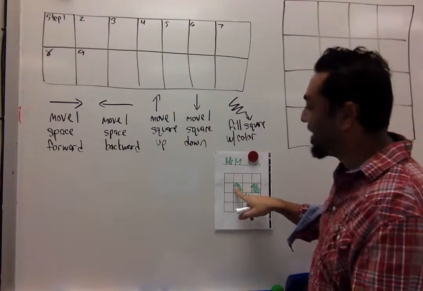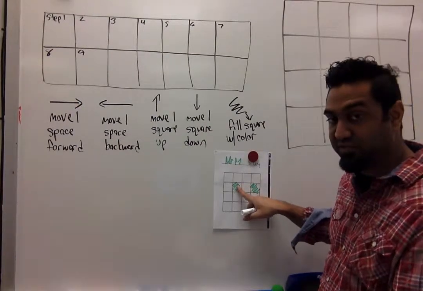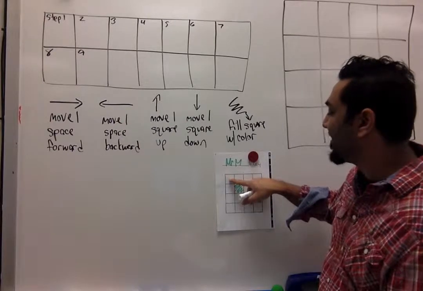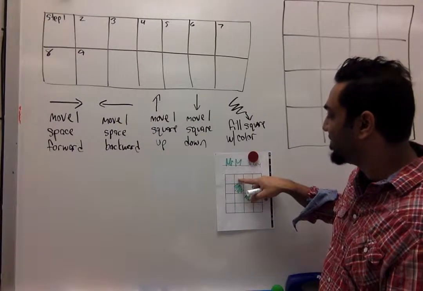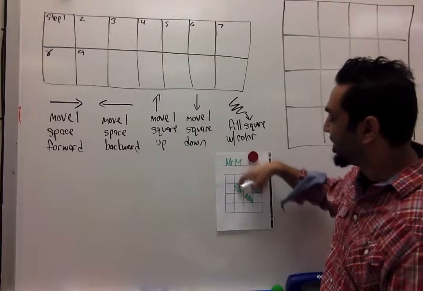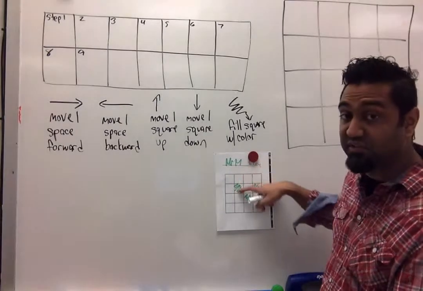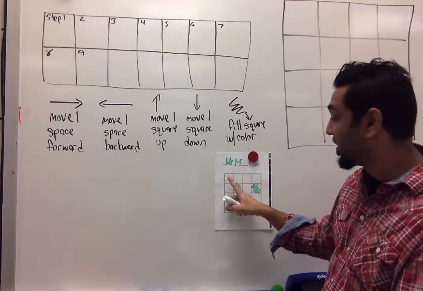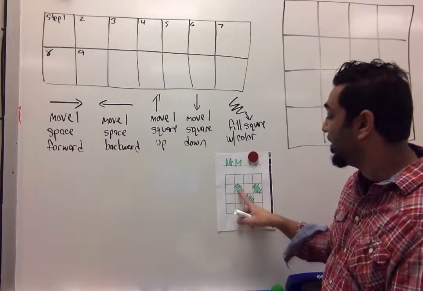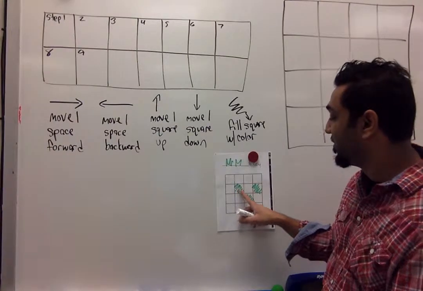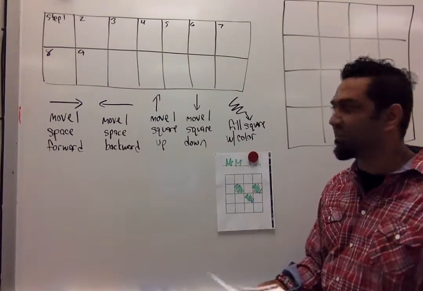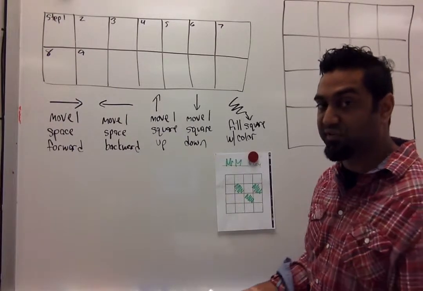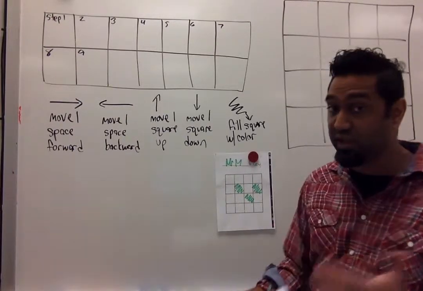Now, in order to get to this particular square, there's a whole bunch of different routes I can go, because remember, I'm starting here. I could say move one space to the right, or move one space forward, and then I could say move one space down. Or I could go move one space down and one space right. Or I could go move down, down, right, up, fill with color. Lots of different ways you can do it. You want to try to do it in the most minimal way possible, so you're writing the least amount of code as possible. Less work for you.